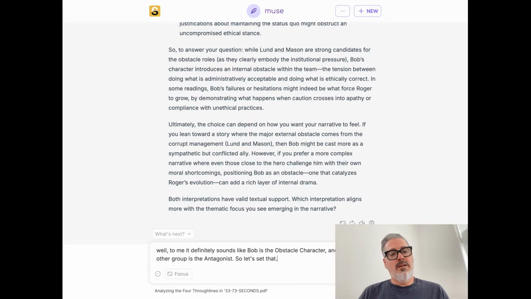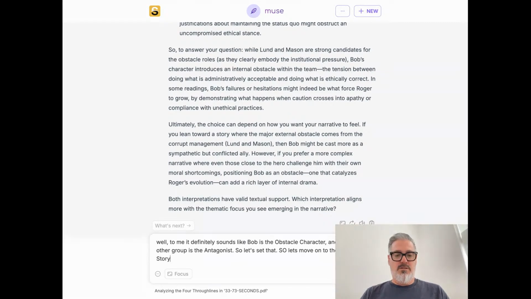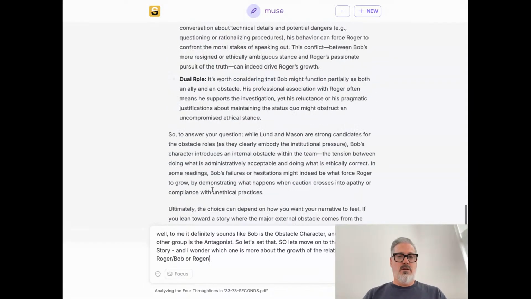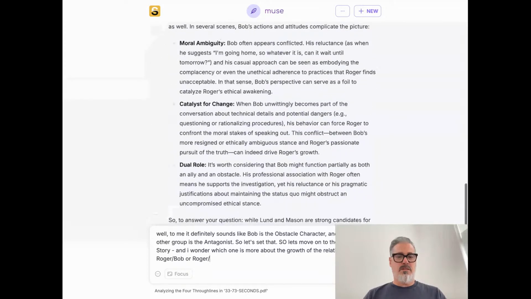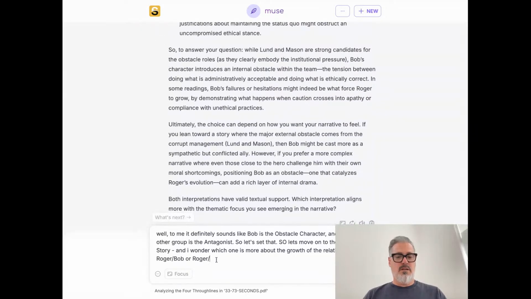And then, so let's move on to the relationship story. And I wonder which one is more about the growth of, oh, cool. Somebody put something. Which one's more about the growth of the relationship? Roger Bob or Roger, what was her name? Beth. I think that's his wife. And it could be both.